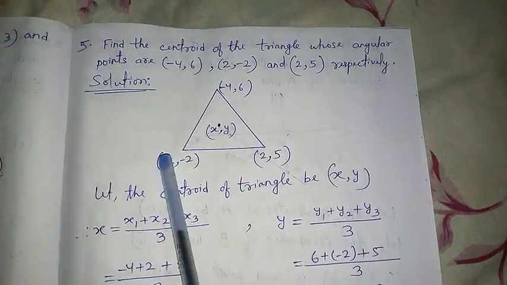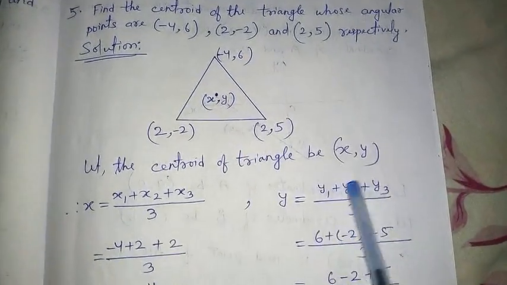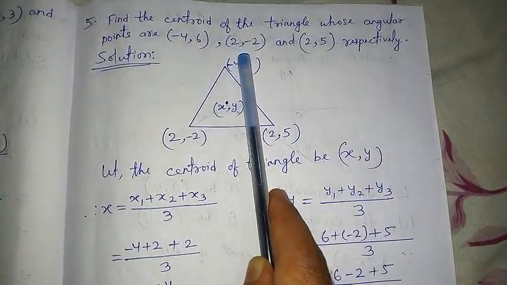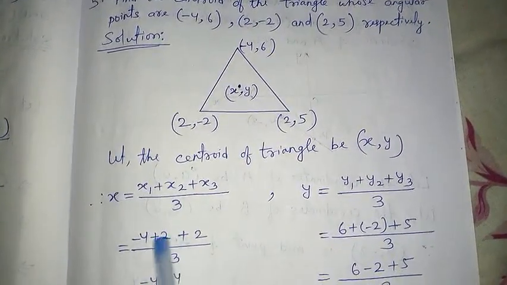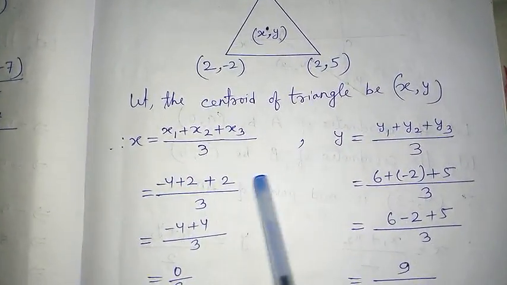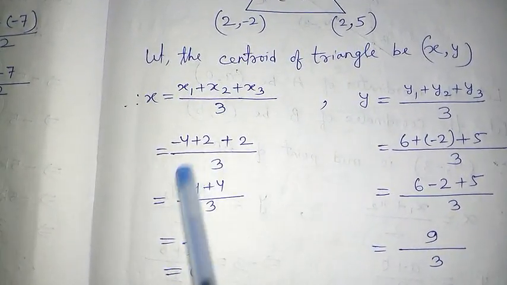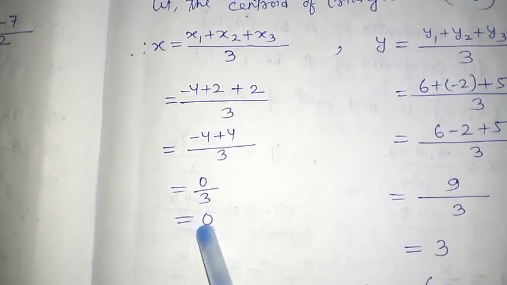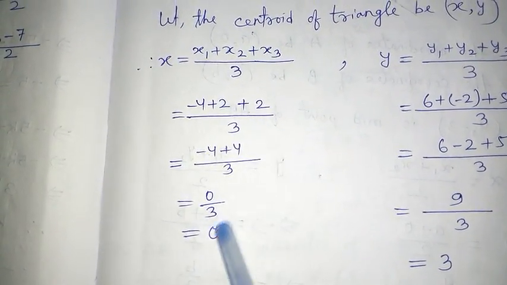I did not draw that diagram, so we understand it is in the middle only. Now if I take x, then I have to take minus 4 plus 2 plus 2, so minus 4 plus 2 plus 2 by 3. And if you do here minus 4 plus 4, 0 by 3. Anything 0 by anything is 0.